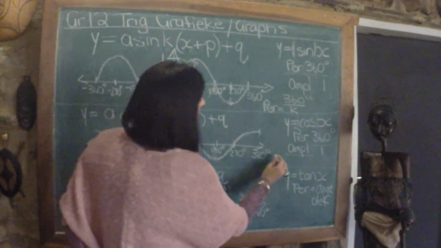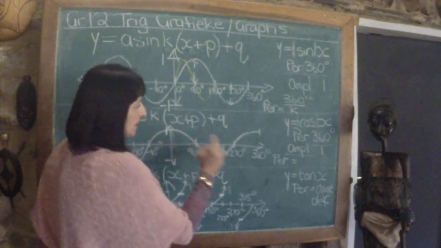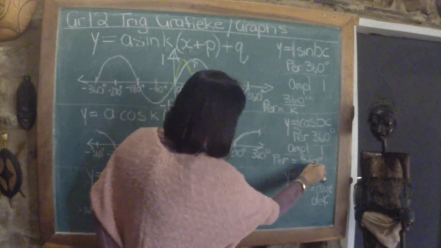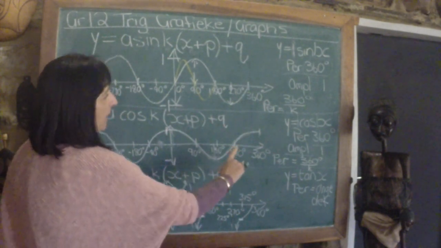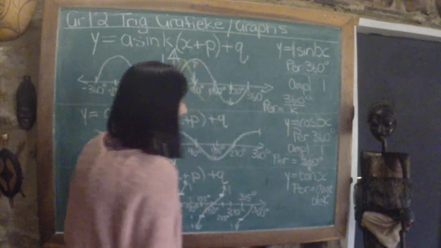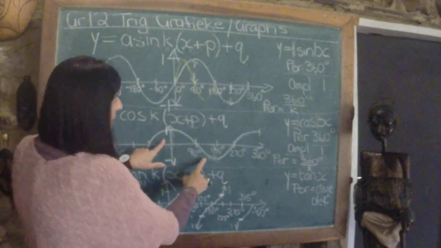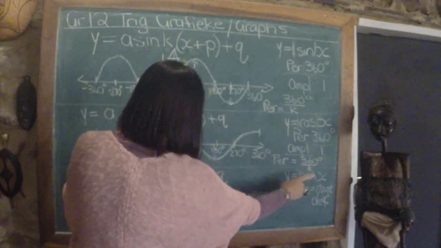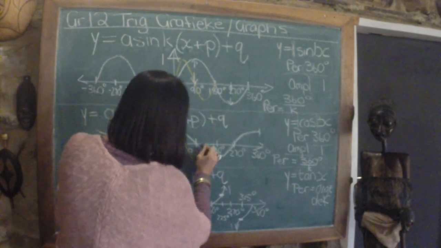Weereens, die periode word bepaal by 'n kosinusfunksie deur die moederfunksie 360 grade se siklus gedeel deur K. Weereens, as ek K verander na 2 toe, like this, then it means I'm going to fit 2 cycles of cosinus into 360 degrees. So my new period is going to be divided by 2, 180. So now the cosinus will look like this.